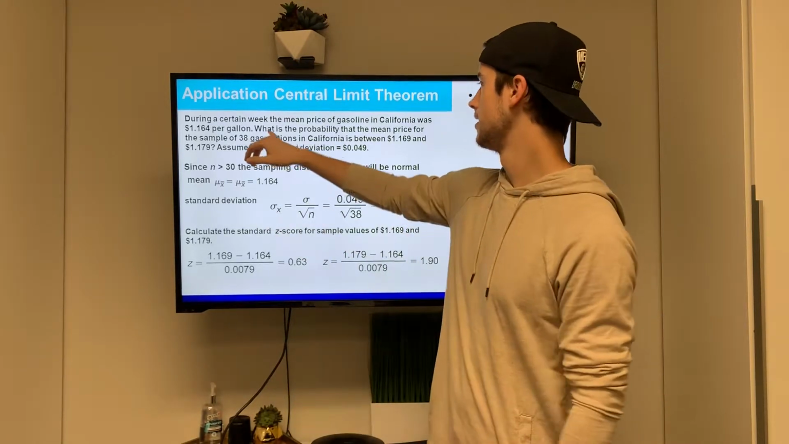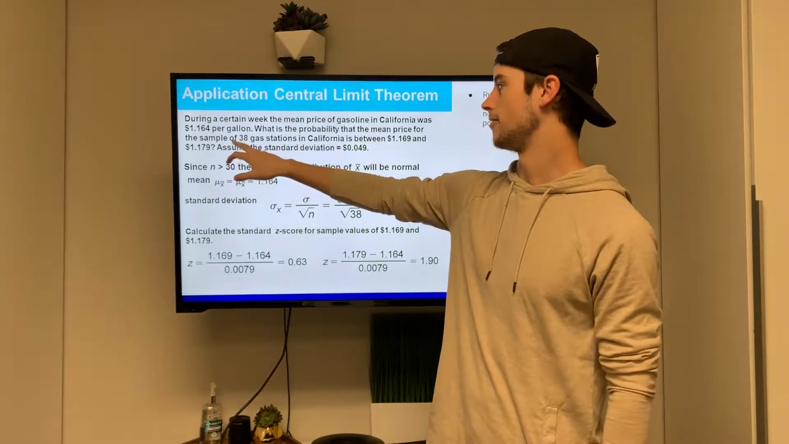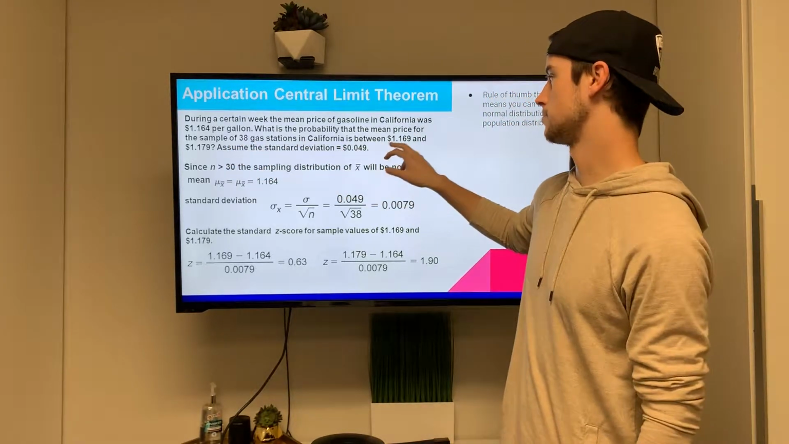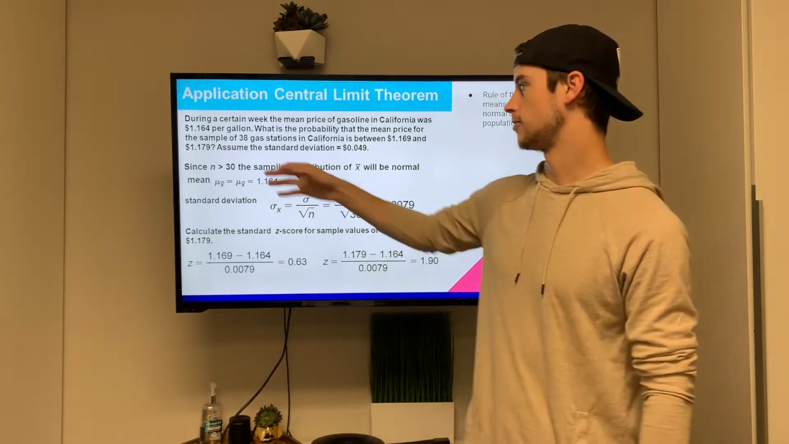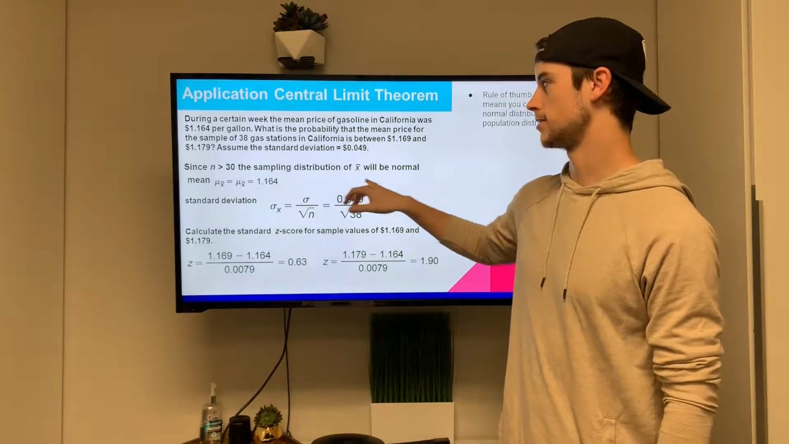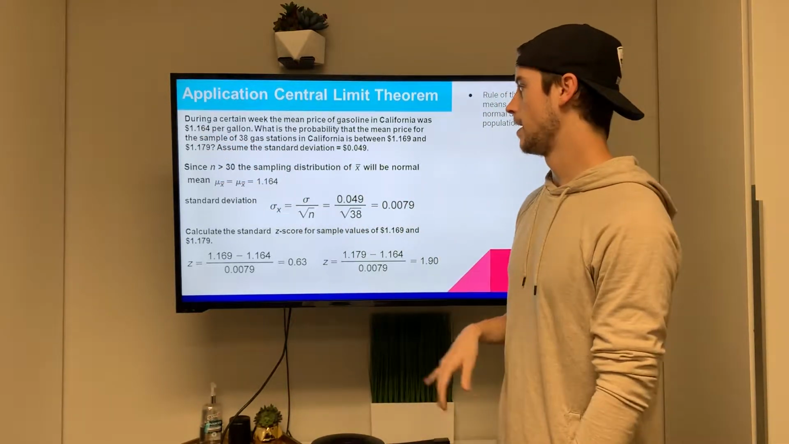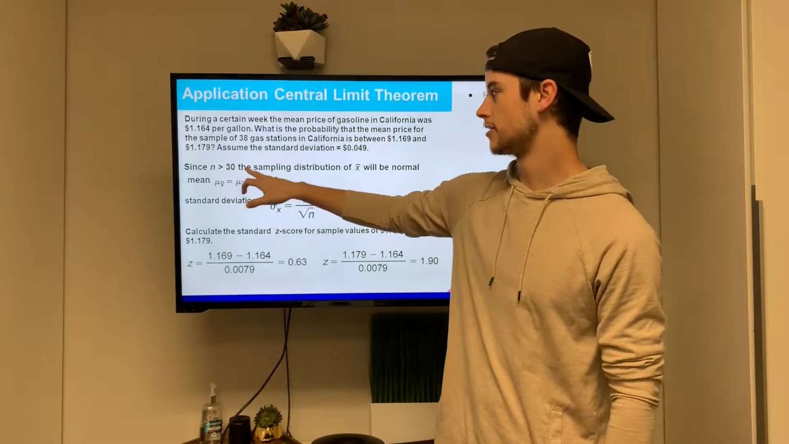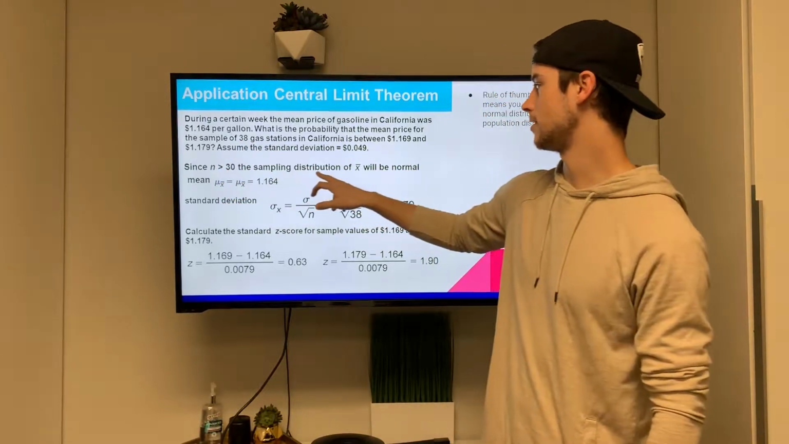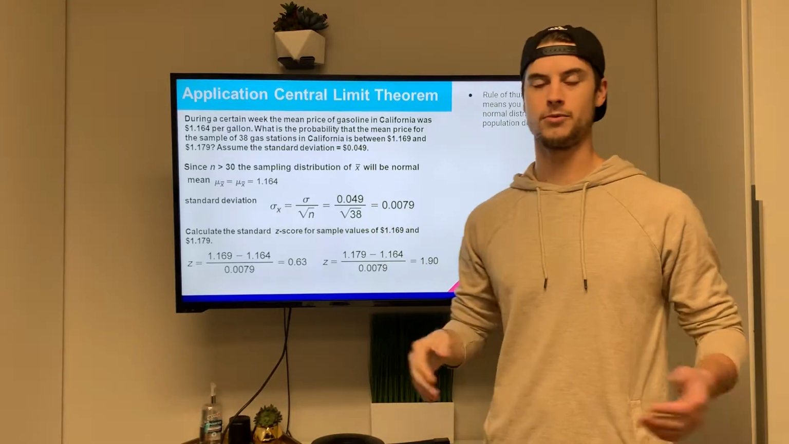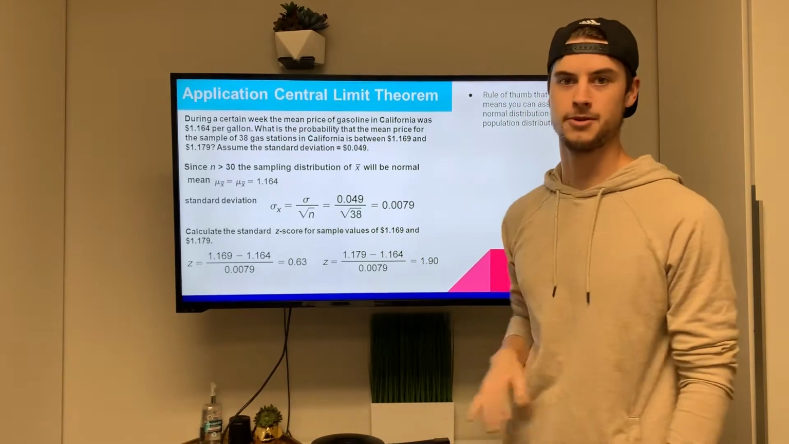You don't have to. Okay, it's asking what is the probability that the mean price for the sample of 38 gas stations in California is between this number and this number, right? And then of course it gives us, assume our standard deviation. So it gives us our population mean and our population standard deviation, right? And of course, since n is greater than 30, we have our 38 sample here. Since n is greater than 30, our sampling distribution of x bar will be normal. We can assume a normal distribution. Okay, again, thanks to our central limit theorem.